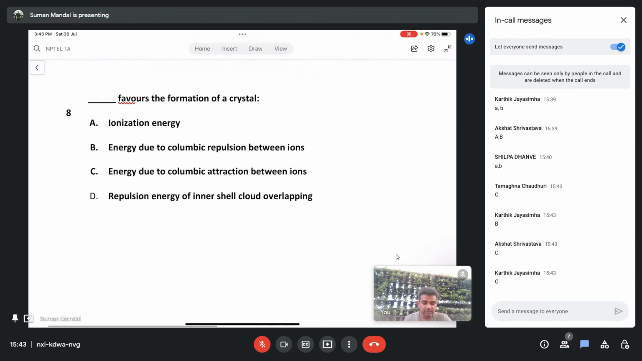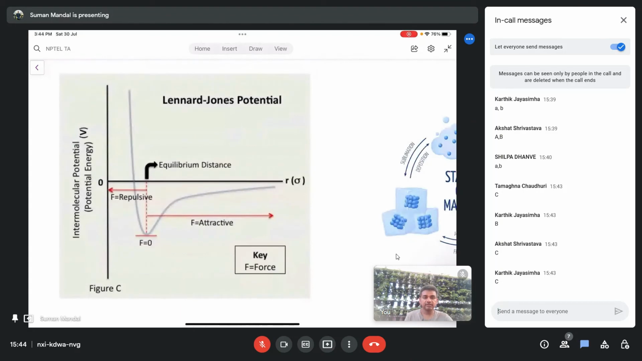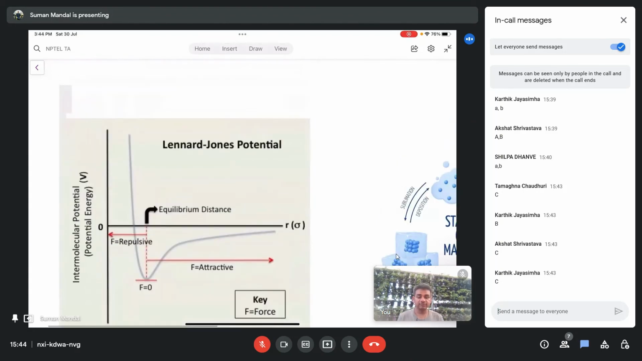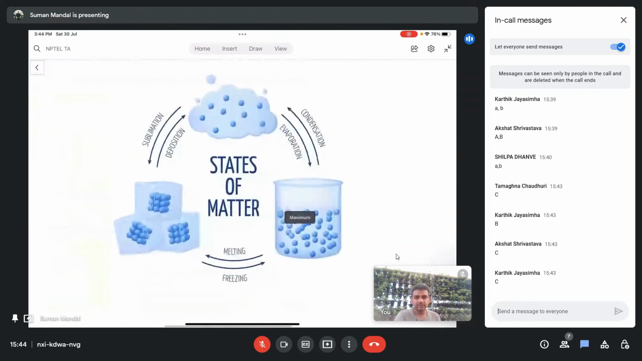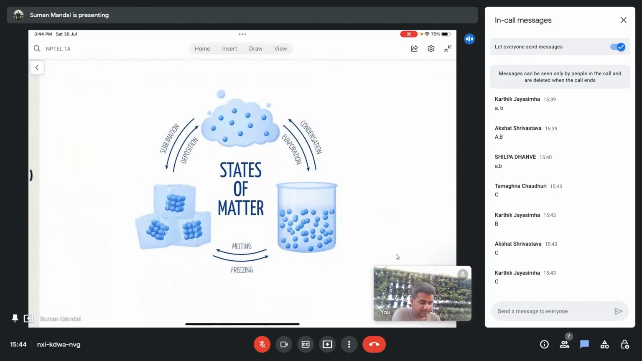So we again have the same concept of Lennard-Jones potential when we talk about the formation of a crystal. Now, first of all, let's take an example of what is a crystal. If we take the case of water, we know that it can stay in the liquid state, in the gas state, and in the solid state. It's true for any material. It can sublimate to form a gas, the gas can condense to form a liquid, and you can freeze the liquid to form a solid.